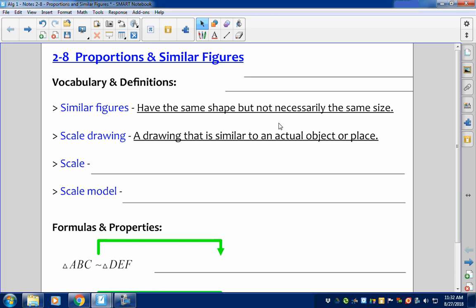Really good. Have you guys ever done a scale drawing of your house or a room in your house? Have you ever done that as a project? Yeah, I did it when we were like landscapers. Okay, so you've done it before. Landscapers do that. They'll do a scale drawing of what the layout would be for landscaping a yard, right?